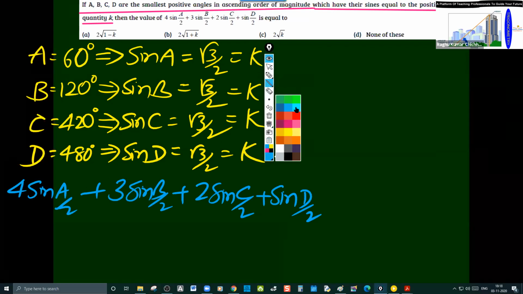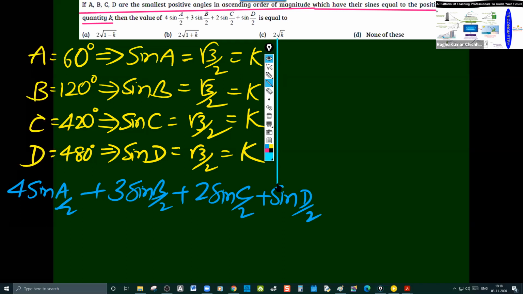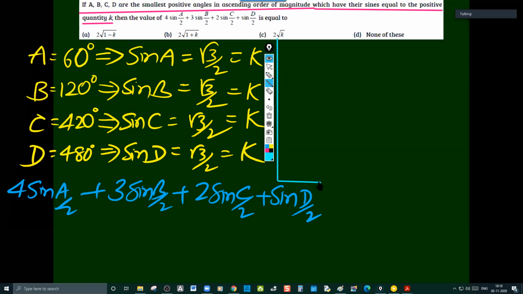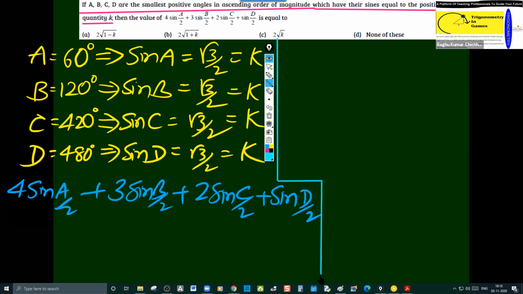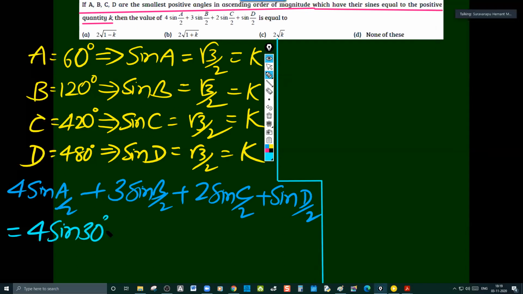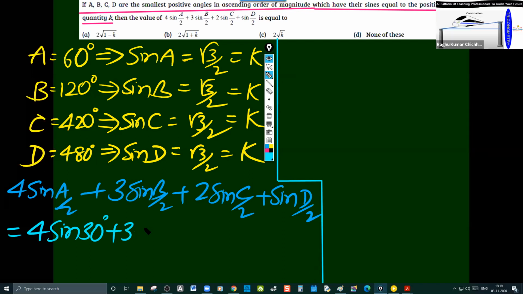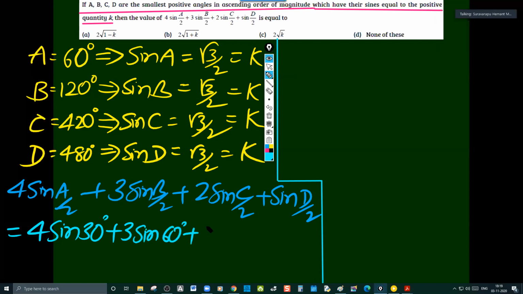Now, what is the A we have taken? A is 60, sir. Yeah, 60. Substitute A, B, C, D because we have already taken it. What should be sine A by 2 now? 4 sine of 30 degrees, very good, plus 3 sine of 60 degrees, plus 2 sine of 210 degrees, plus sine of 240 degrees.